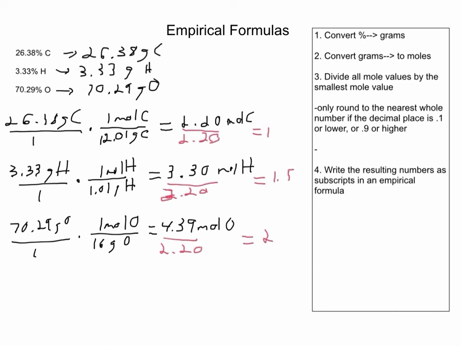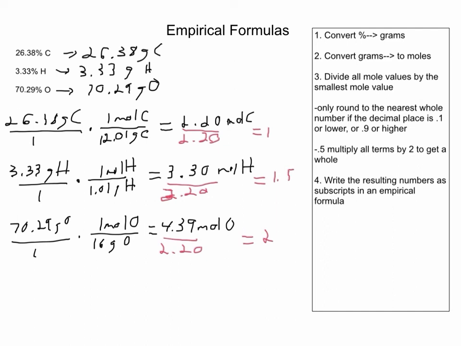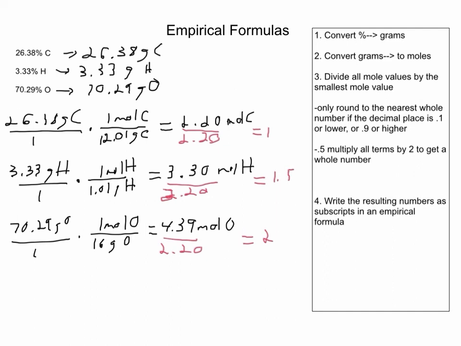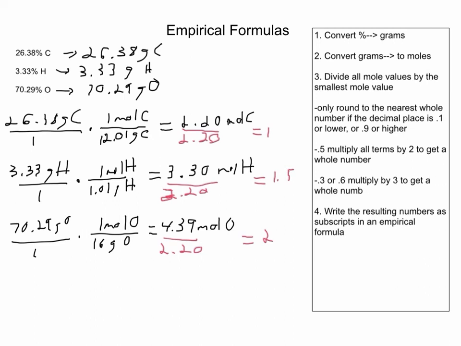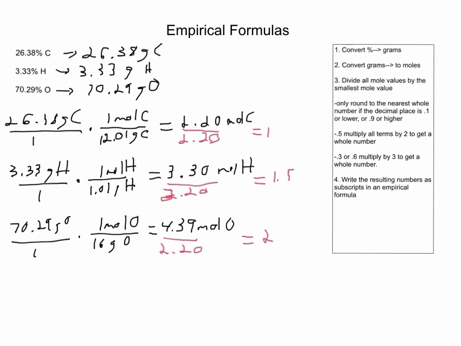So if you have 0.5, multiply all terms by 2 to get a whole number. If you have a 0.3 or 0.6, multiply by 3 to get a whole number. And why can't we just leave this as 1.5? Well, you can't have 1.5 hydrogen atoms in your compound. It just doesn't make sense. You can't split an atom and still have the same type of atom.